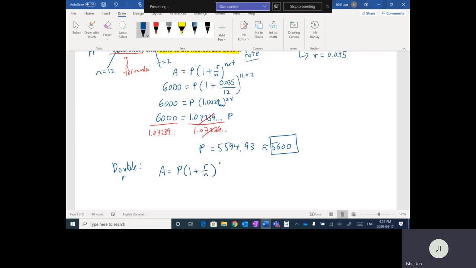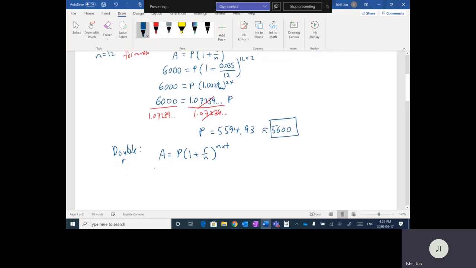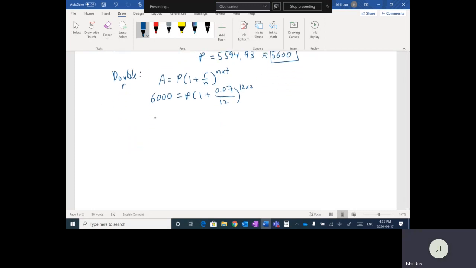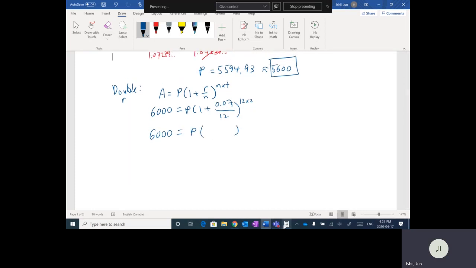Okay, so just going to write up the compound interest formula again. This time, again, the final amount was 6,000. I want to find the principal. This time my rate is 7%, so I doubled it from 3.5. Still compounded monthly for 2 years. So all the other numbers are the same except for the R. All right, so same steps here. This time I'm going to do this fairly quickly. So let's punch that in.